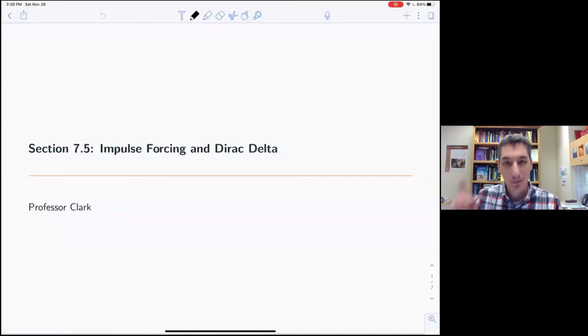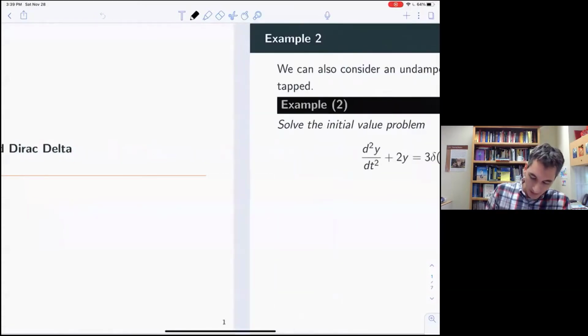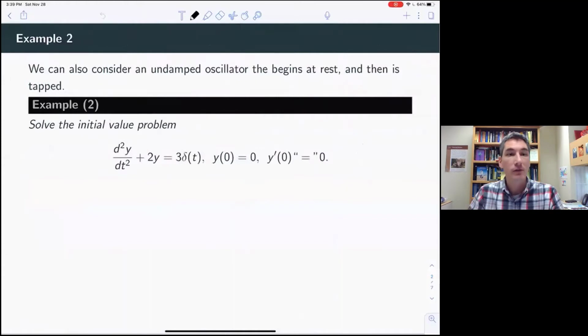Hey, Dr. Clark, coming back at you with another example video, still in section 7.5 on impulse forcing in the Dirac delta. Let's take a look. So this looks like example 2. We've got an undamped oscillator beginning at rest and then tapped.